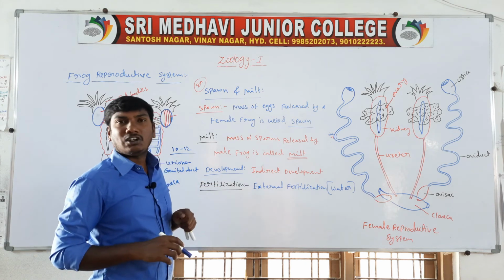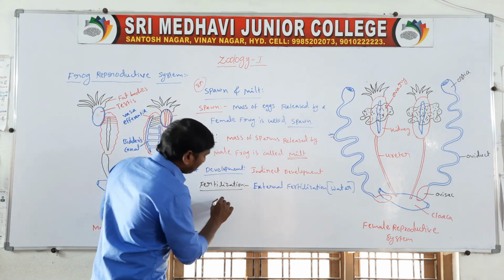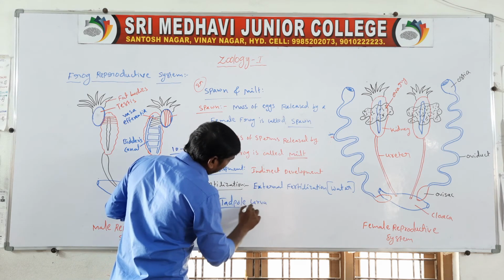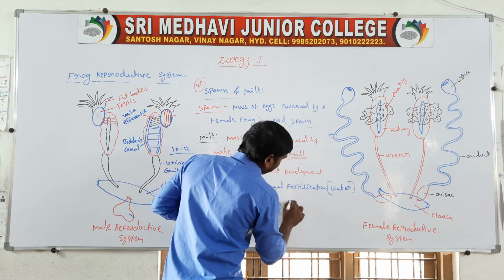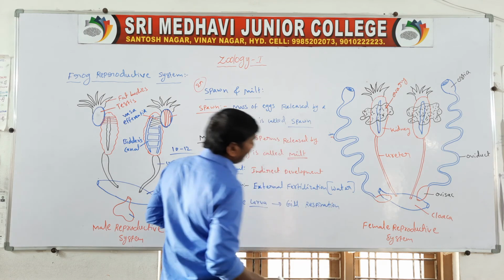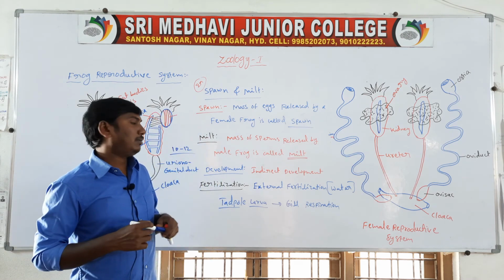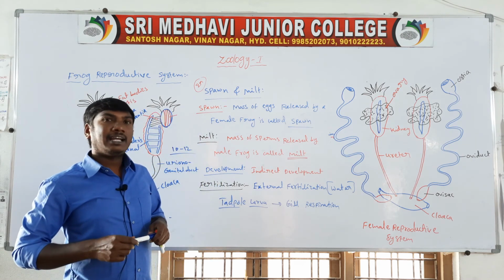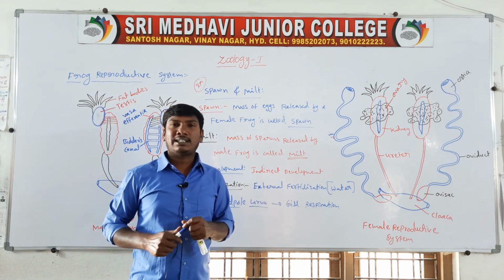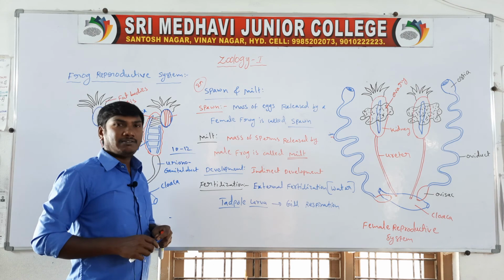In indirect development, a larva is present. The larva name is tadpole larva. The tadpole larva is gill breathing, so they have gill respiration. And the tadpole larva is herbivorous. So the tadpole larva is gill breathing and herbivorous, the same as the fish like life.